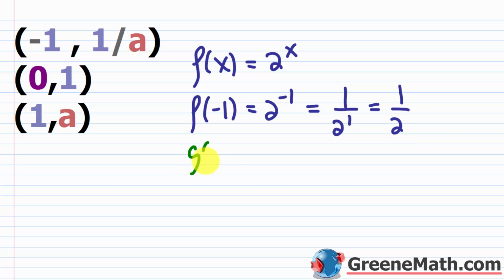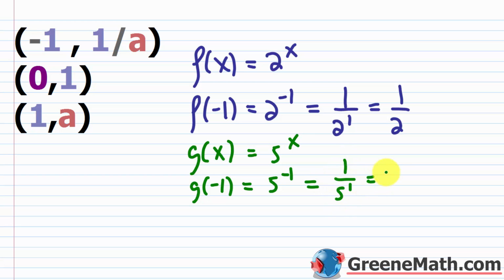If I had something like g of x is equal to, let's say, 5 to the power of x, then g of negative 1 is 5 to the power of negative 1. This is just 1 over 5 to the power of 1, which is just 1 over 5. So it's always going to be 1 over whatever the base is. In this case, it's 5, so we get 1 over 5. In the earlier case, it was 2, so we got 1 over 2. All right, so we understand that one.